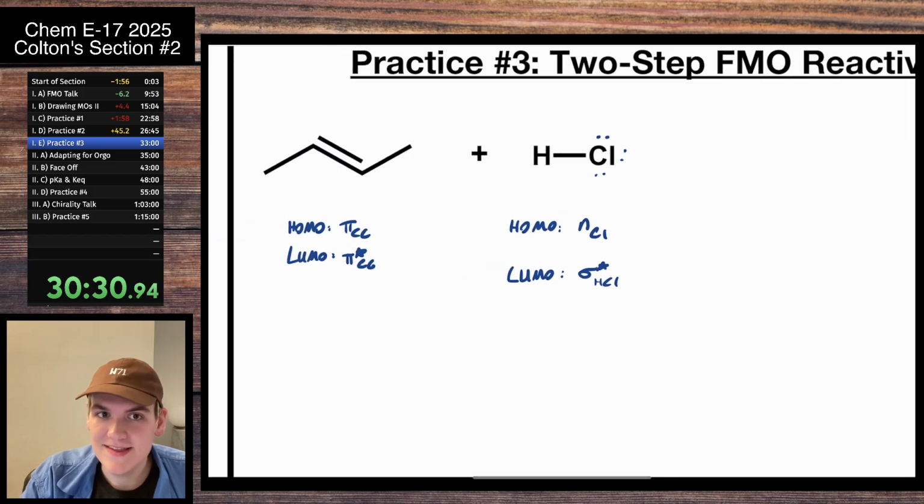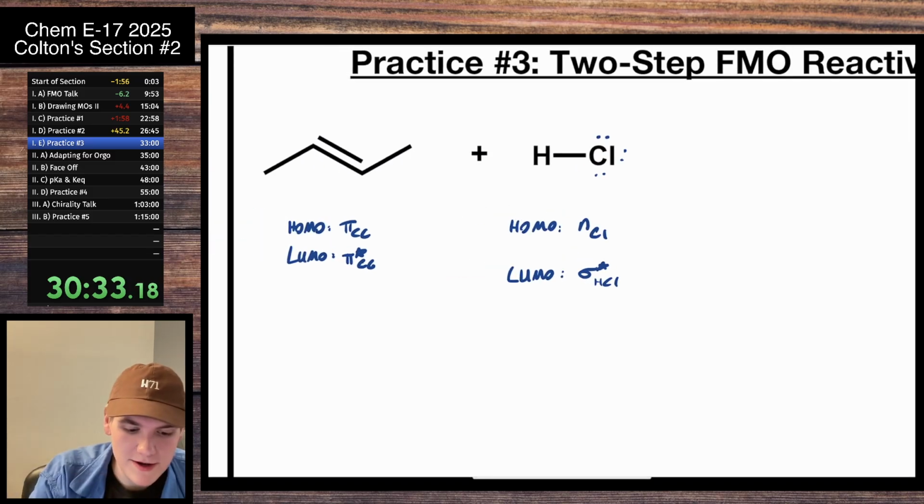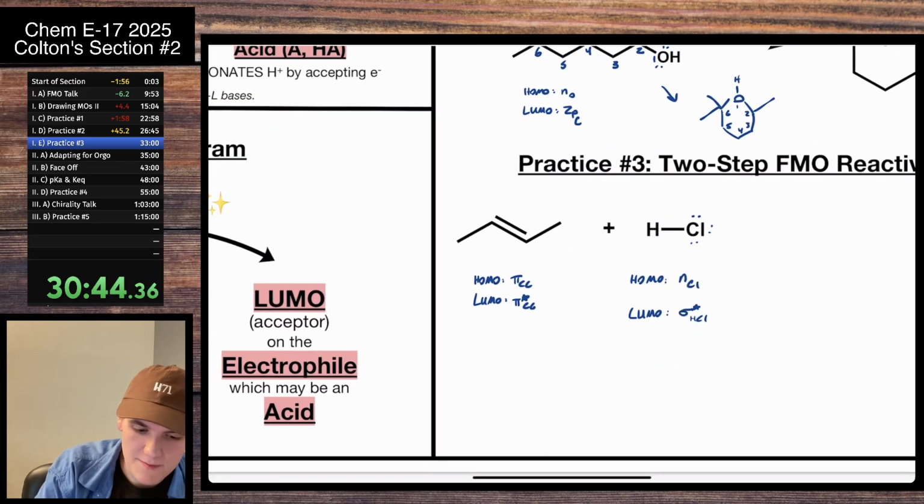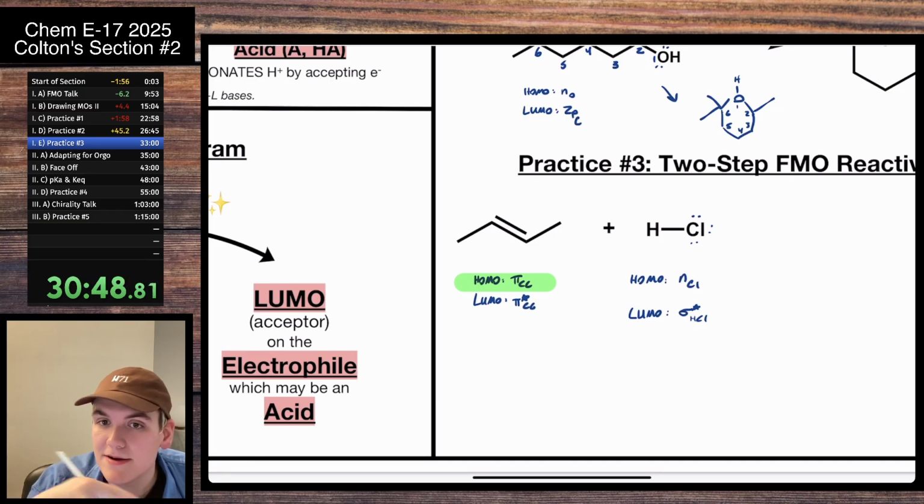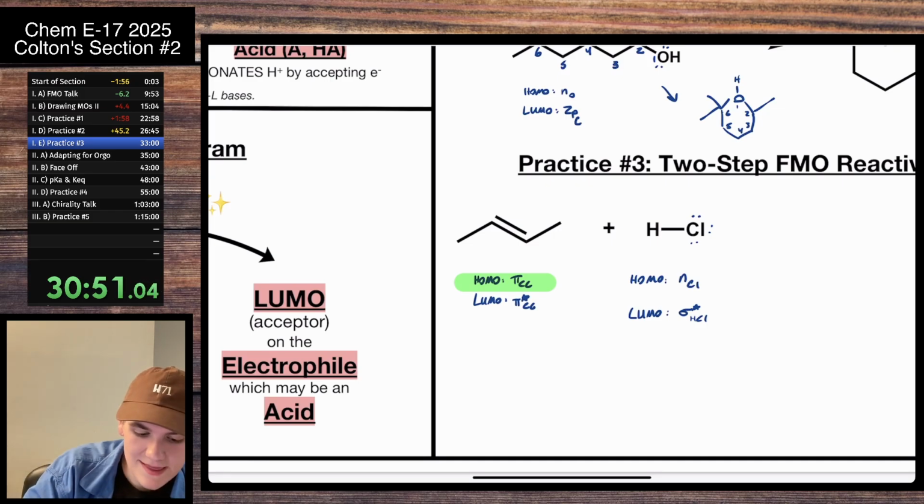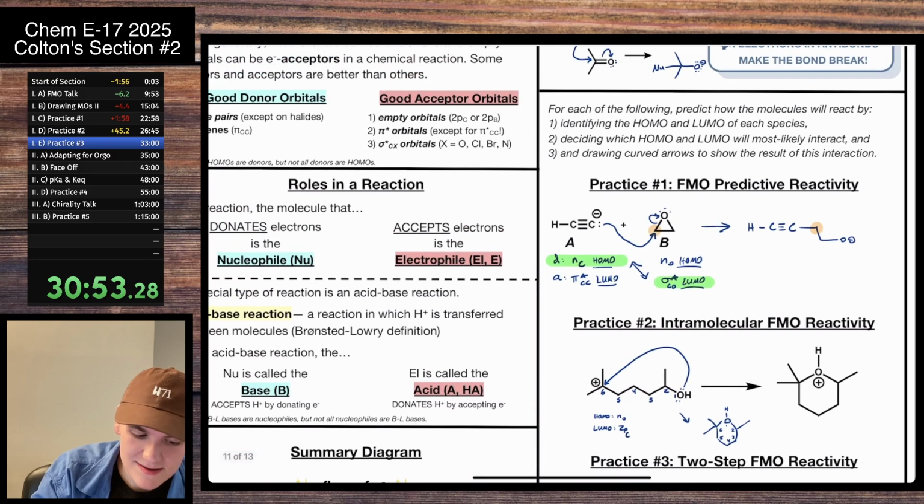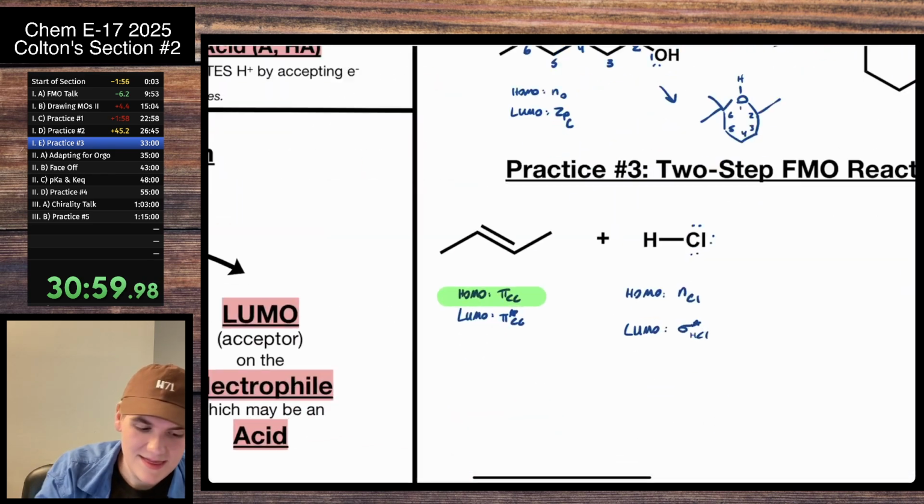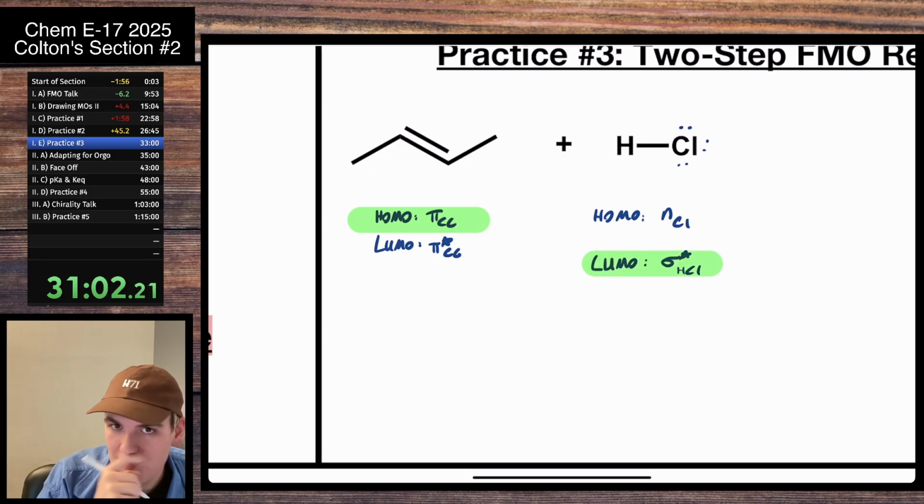Okay, so now we've done this out. Now let's see, which is a better donor? A lone pair in chlorine or a pi CC? Well, we said the lone pairs on halides are not as good donors. So the pi CC is going to win as our better donor. Then we compare the LUMOs. Which one's a better acceptor? Well, we said the pi stars are good acceptors except for pi star CC. So given the choice between the two, this sigma star HCl is going to be better.